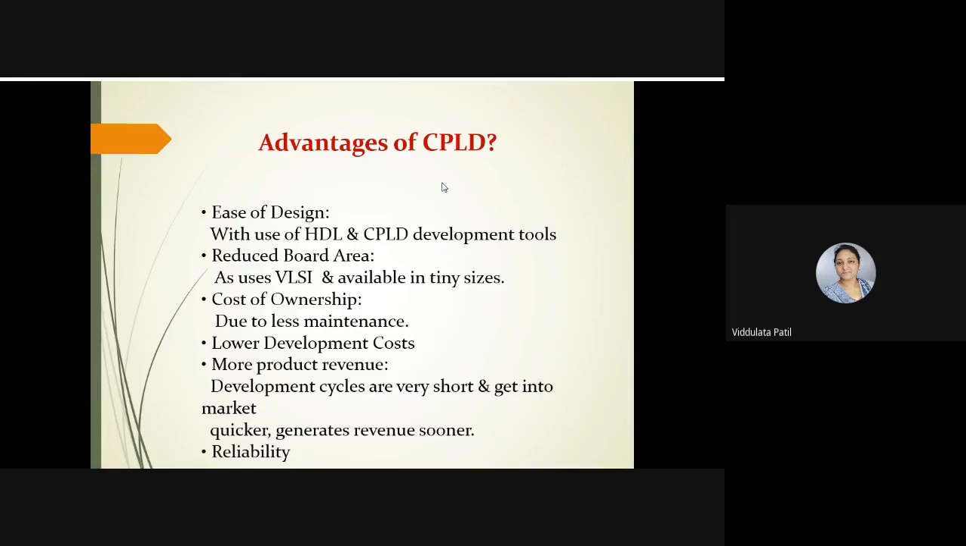And the most important advantage is that it is a very reliable application, or a very reliable mechanism. Okay. So you can easily rely on whatever you have designed, that it is going to be correct.